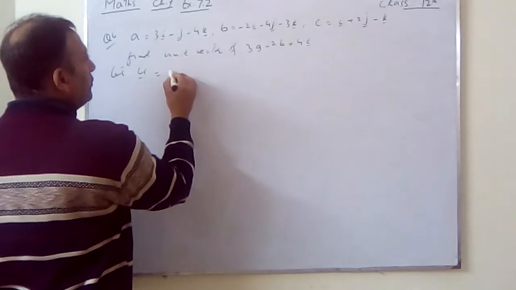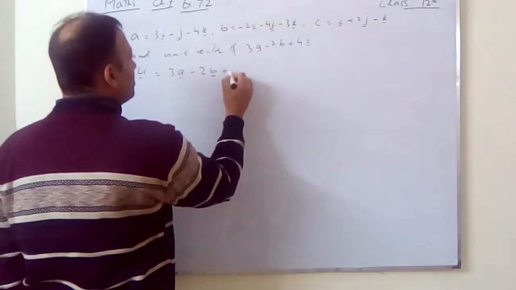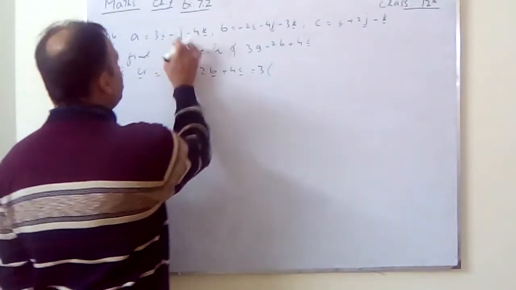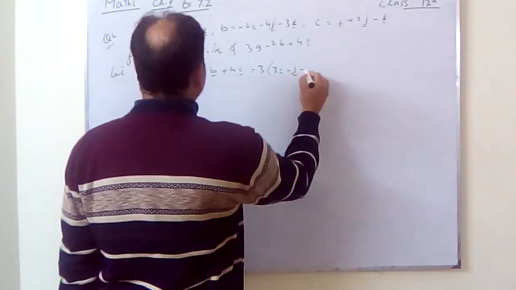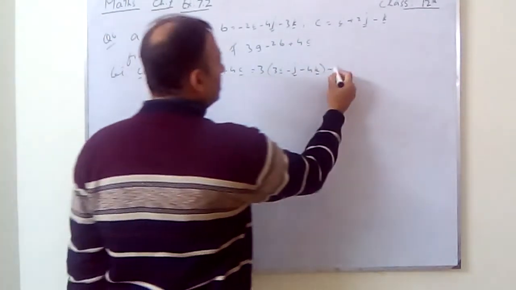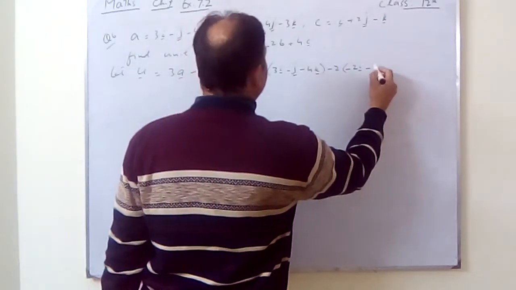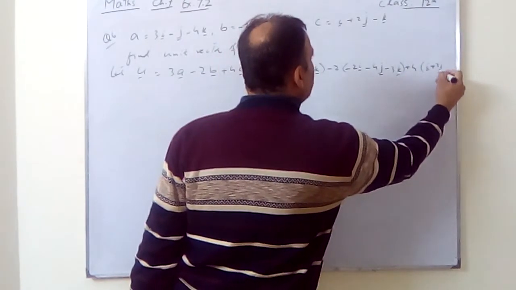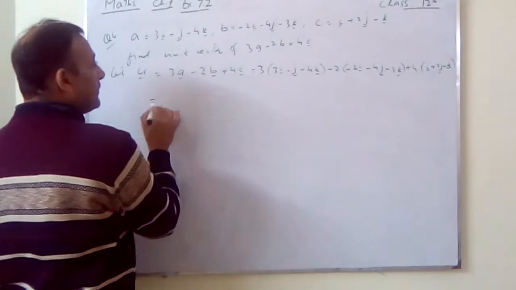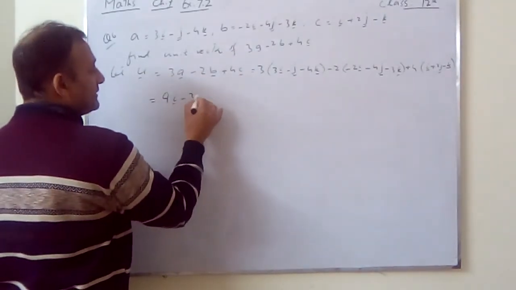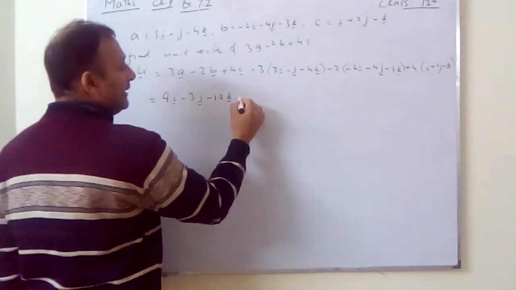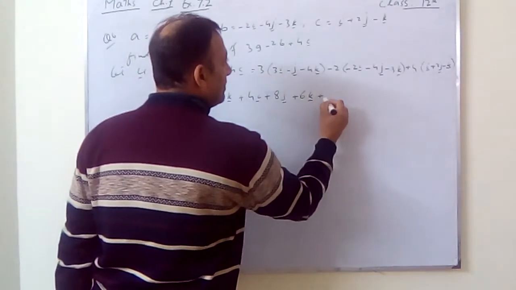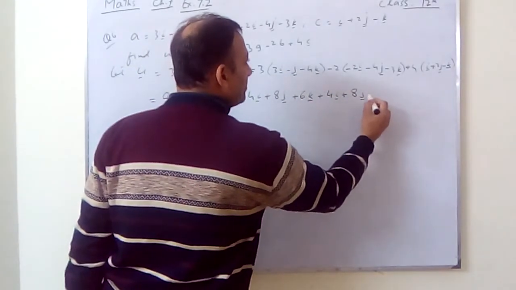let u is equal to 3a minus 2b plus 4c. We take it as u, and this is equal to 3 into a, 3i minus j minus 4k, minus 2b, b is minus 2i minus 4j minus 3k, plus 4 into i plus 2j minus k. So when we open this one, we get 9i minus 3j minus 12k plus 4i plus 8j plus 6k plus 4i plus 8j minus 4k.